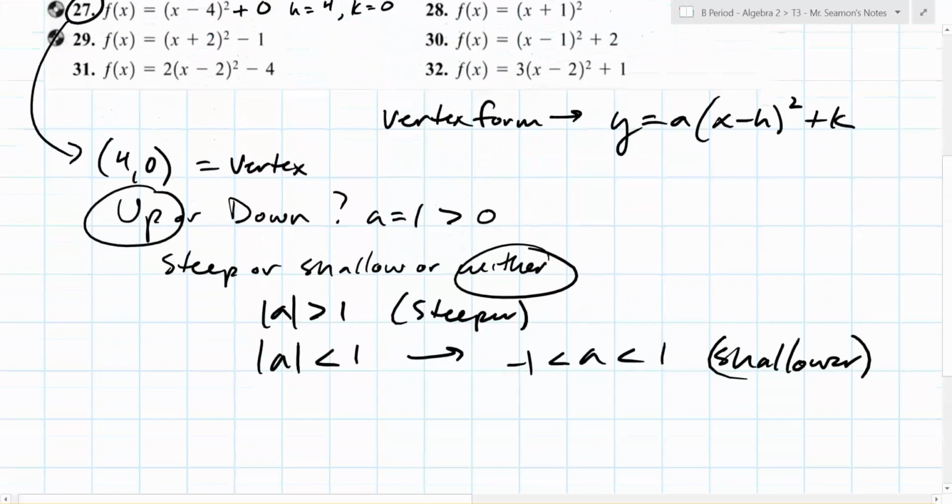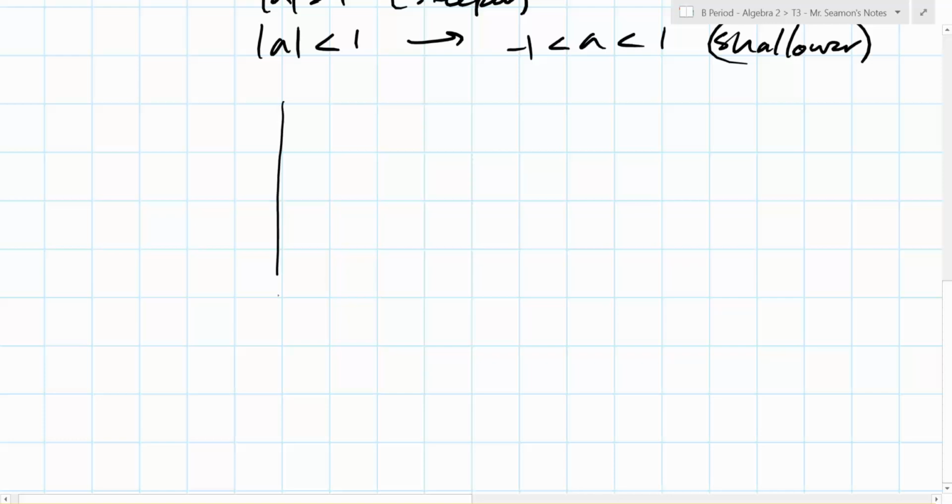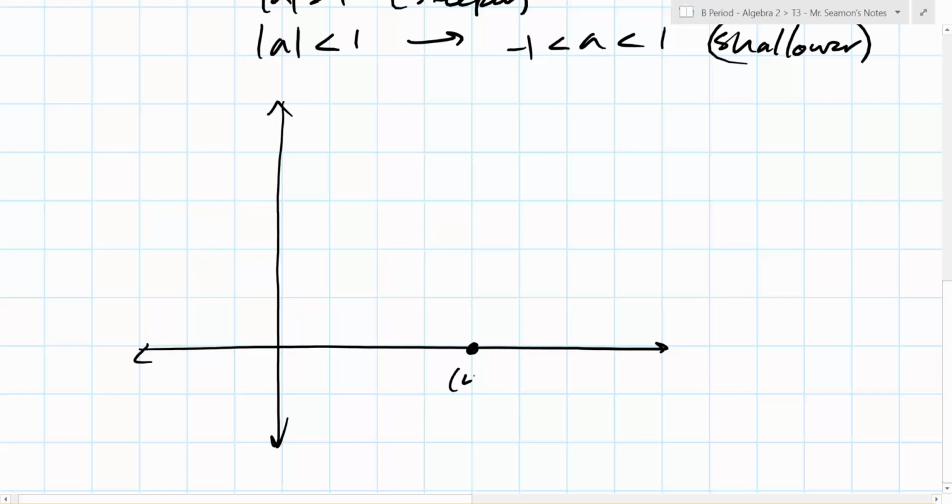So the vertex on this one is at 4, 0. And does this go up or down? Up. So let's go over to 4, 0. There's your vertex, and this is a regular curve. If a is 1, you should immediately know what this looks like. You go over 1 and up 1, over 2 and up 4. So it looks like this. I'm not the best at drawing these curves.